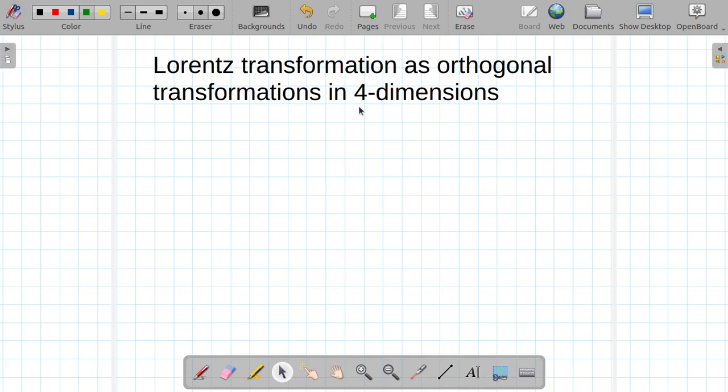Welcome to this lecture. In this lecture, I am going to talk about Lorentz transformation. I will start with Einstein's theory of relativity, or the square of the amplitude of the position vector, and try to derive Lorentz transformation. And these transformations are the orthogonal transformations in 4 dimensions. So for this, let us proceed as follows.